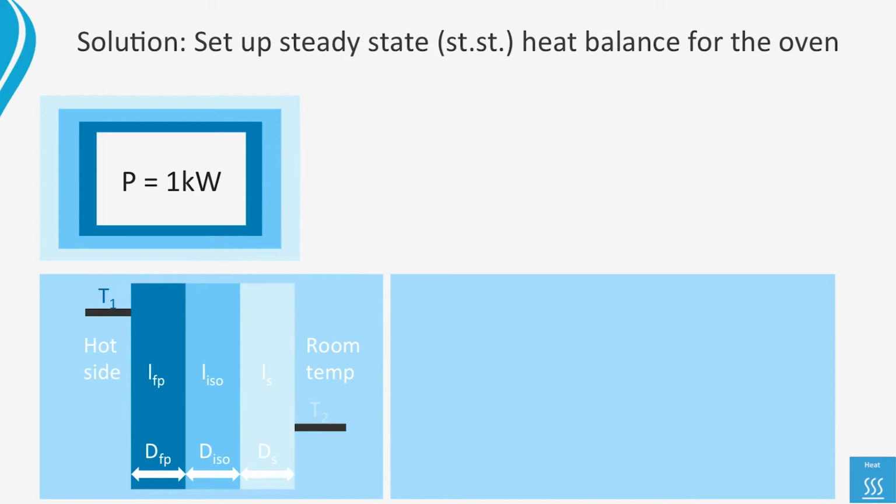To solve this, we set up a steady state heat balance for the oven. Due to the heat produced, the temperature in the oven will rise. Thus, a driving force will develop, resulting in a heat flow that we also draw in. As always, we start with the general form of the balance. d/dt is in minus out plus production, and we will go over all terms.